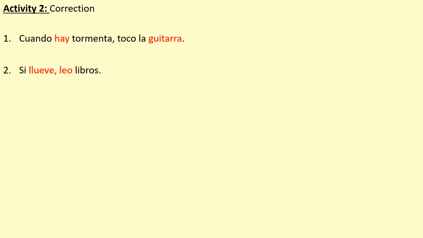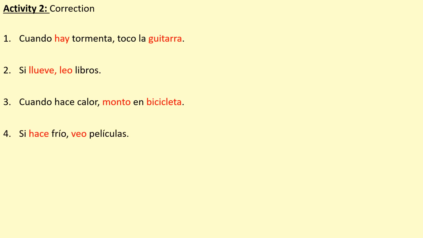So let's go through your answers. The words which I mispronounced, which you should have written down, are in red. So, cuando hay tormenta, toco la guitarra. Of course, I mispronounced the words hay and guitarra. So those were the ones you wrote down. 2. Si llueve, leo libros. So llueve I mispronounced and leo. 3. Cuando hace calor, monto en bicicleta. So monto en bicicleta, I mispronounced. And number 4. Si hace frío, veo películas. So hace and veo, you should have written down. Pause your video if you need more time.